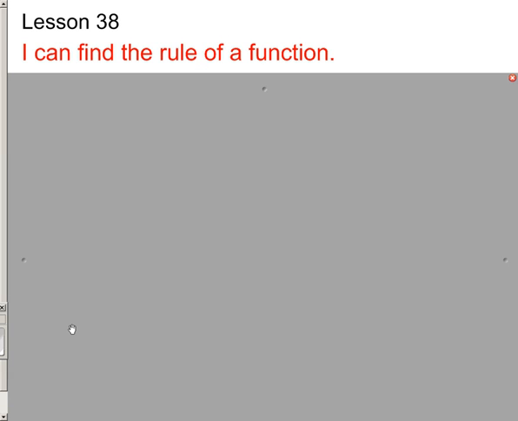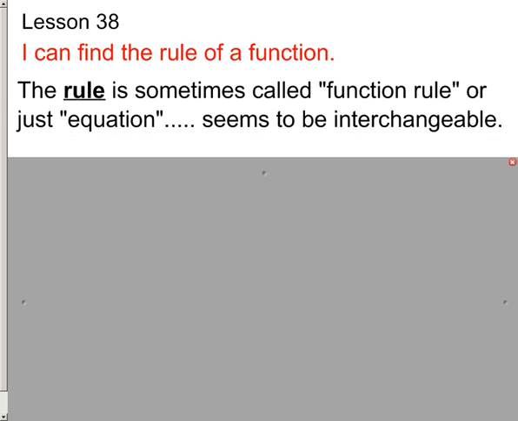Well, today we get to find out how to find the rule of a function. Don't be alarmed if, as you're going along, you see different worksheets refer to it as a function rule. That's the same thing as a rule. Basically, it's just the equation.